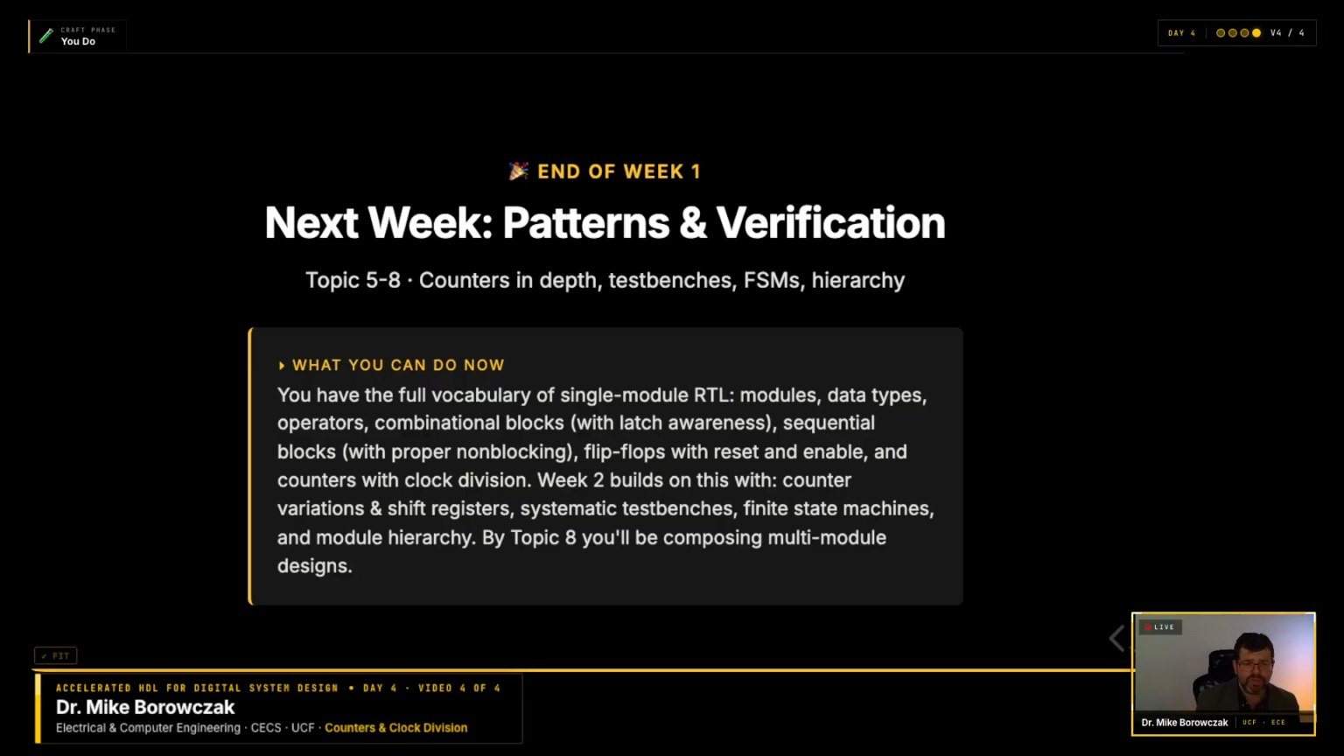But what can you do now that you couldn't do at the beginning? Well, you probably have the vocabulary of single module RTL. You know what modules are, you know about data types, operators, combinational blocks, sequential blocks, flip-flops with reset and enable. You also know about counters with clock division. We're going to build on all that, looking at counter variations, shift registers, test benches, finite state machines, and again, module hierarchy. And so by the end of next week, you'll be composing and building multi-module designs.